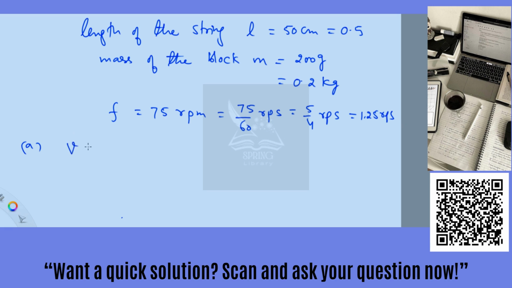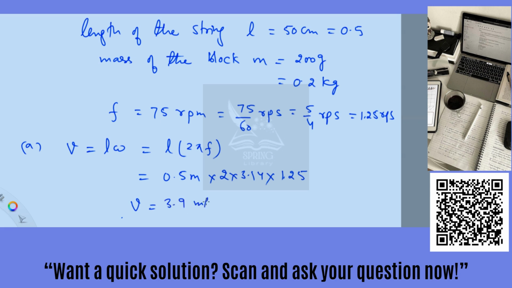So that will be given by V equal to L into omega, where omega is the angular velocity, which is given by the expression 2 pi into F. So plugging in all known values for length, this is 0.5 meter into 2 into 3.14, and then for F, this is 1.25. So finally, this velocity here will come out to be 3.9 meter per second. And here it becomes the answer for the first part of the problem.